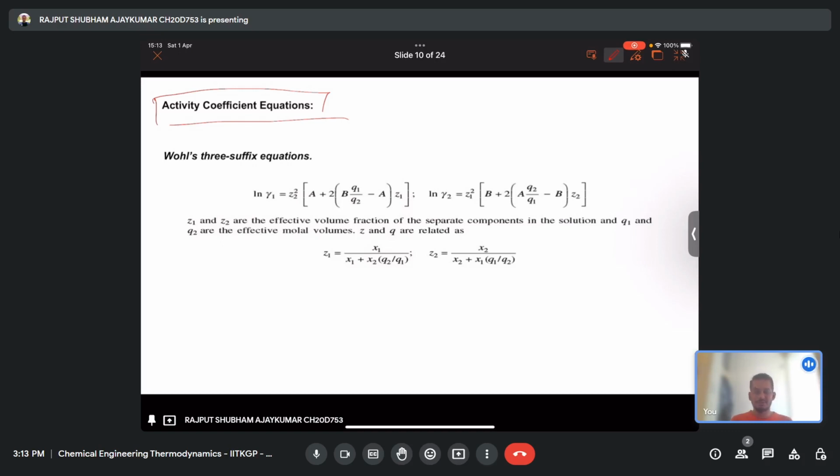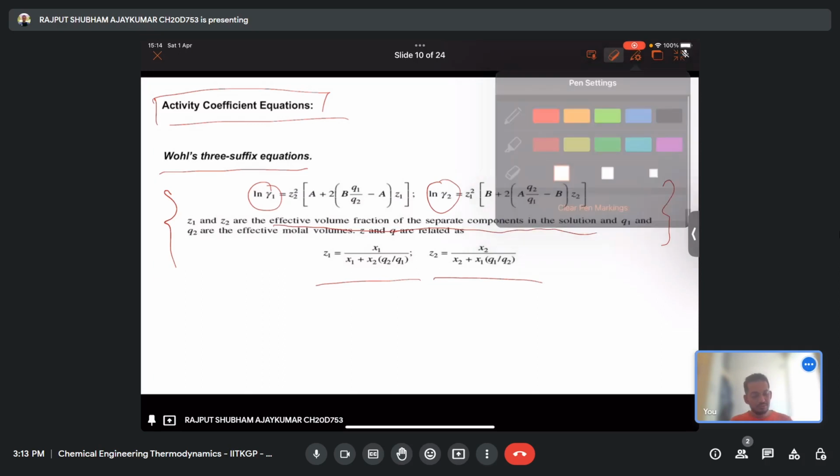What we are showing here is directly the whole series of equations, all in the final format. We have not derived them; we have just taken them from the reference books. The 3-suffix equation is a 3-parameter equation given by Z1 and Z2. To find the activity coefficients, gamma 1 and gamma 2 are the activity coefficients of components 1 and 2, and Z1 and Z2 are none other than the effective volume fractions of the separate components in the solution.